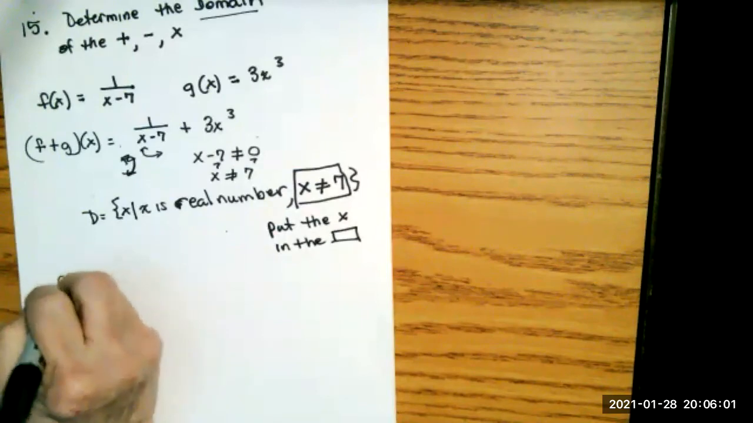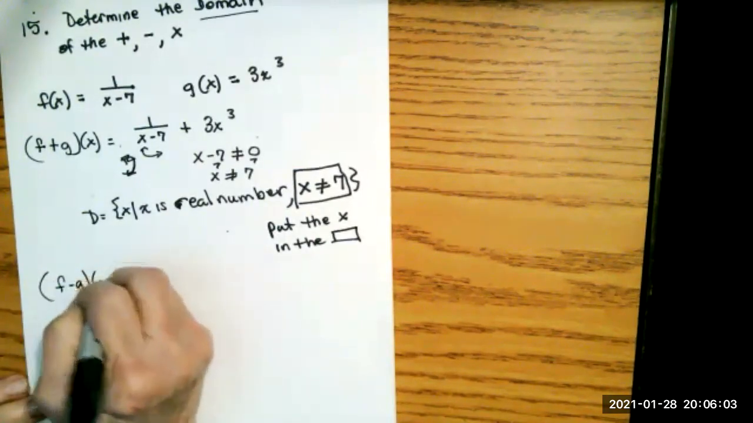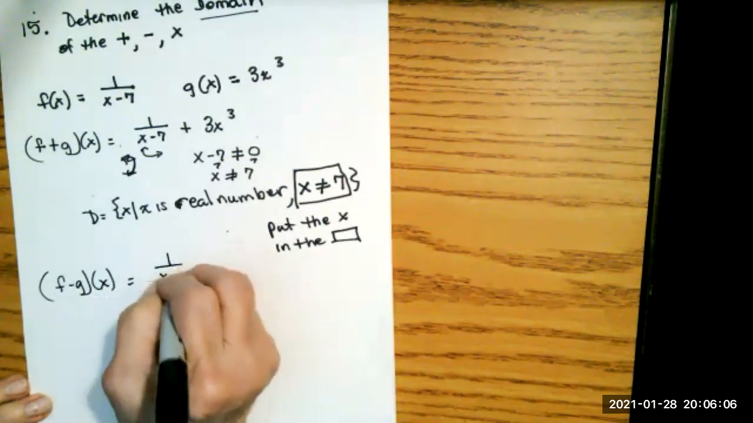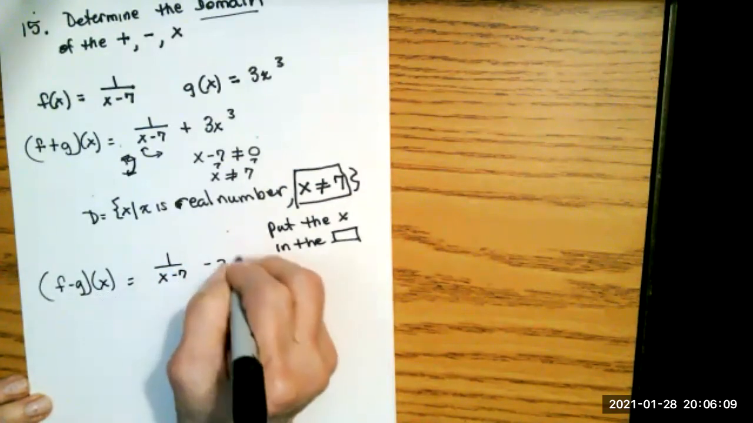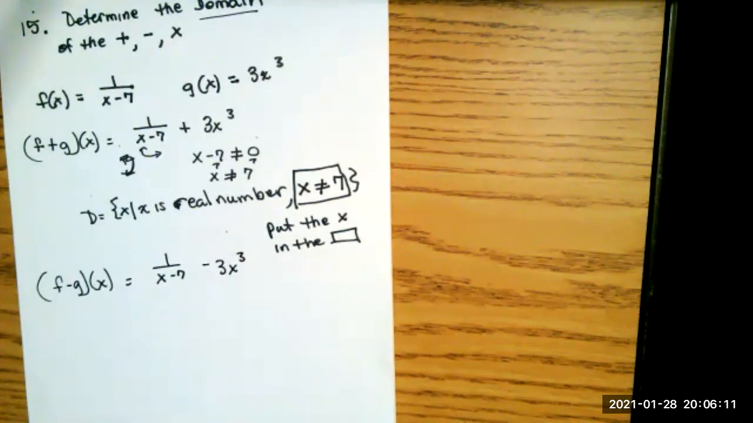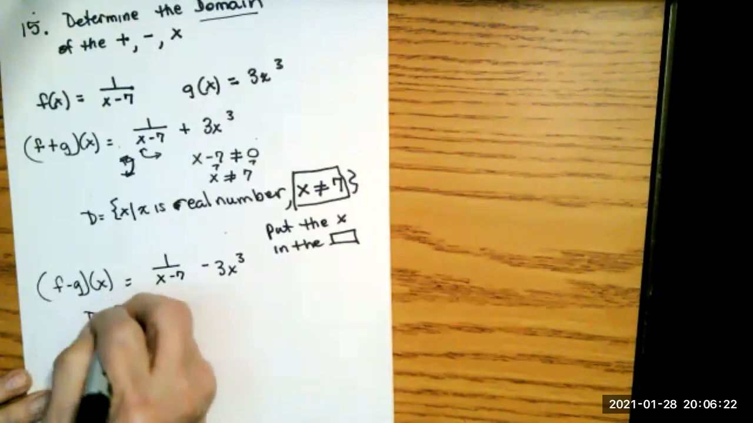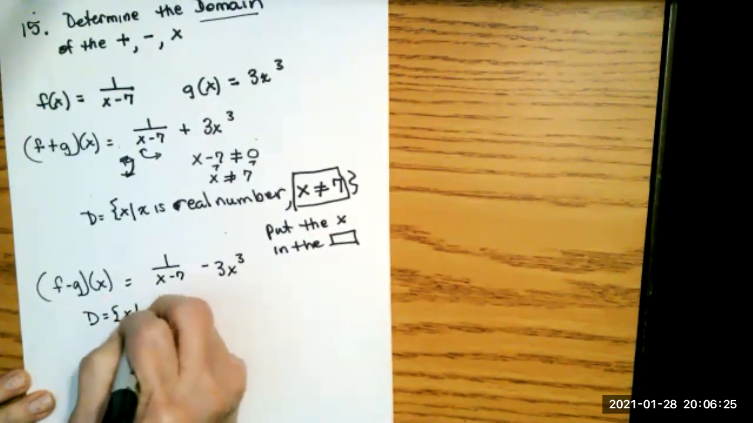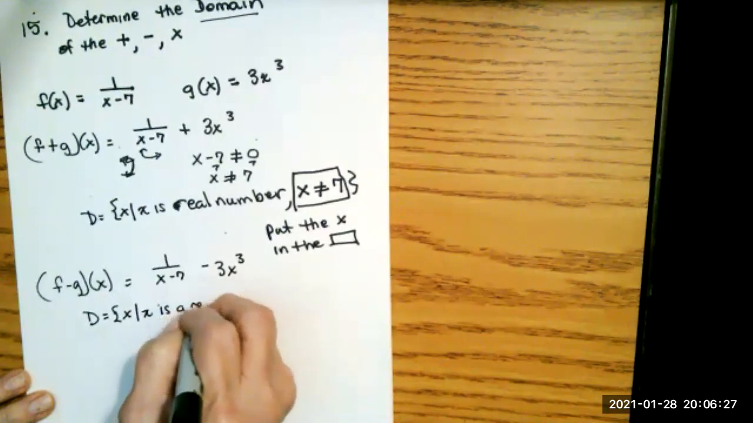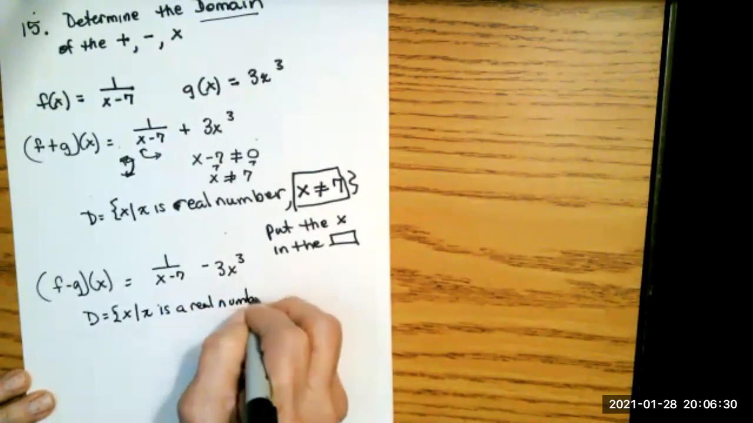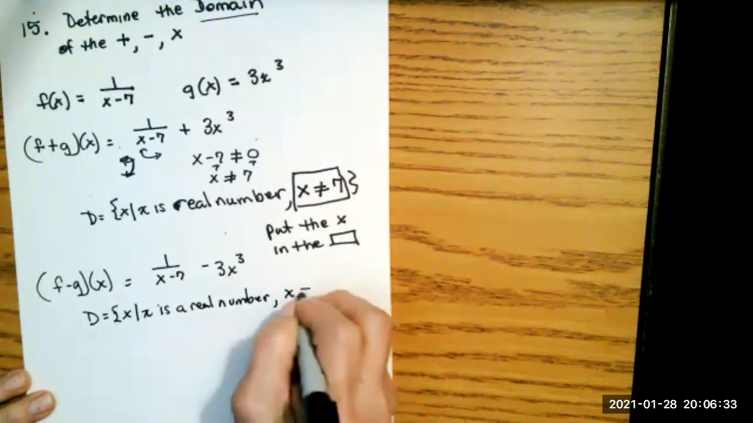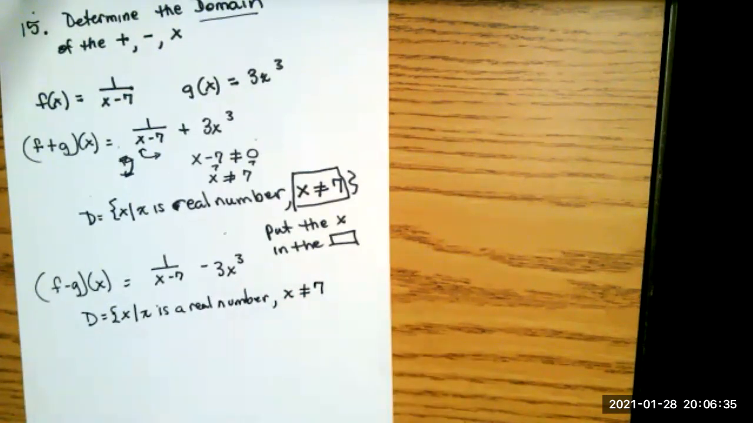Okay, the difference, F minus G of X. Well, when we write them down, again, the only difference is that it says minus 3X cubed. So I've got the same thing. The only thing I have to worry about is that fraction that's there. And that fraction is going to mess me up. I have to remember that I have an exception. X is a real number, but X cannot equal 7. The problem hasn't changed. The X still can't be 7.